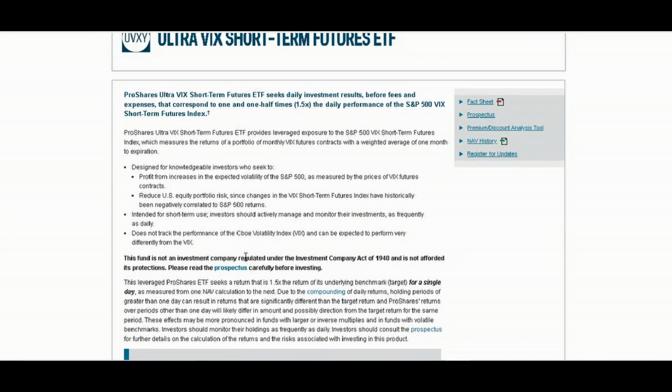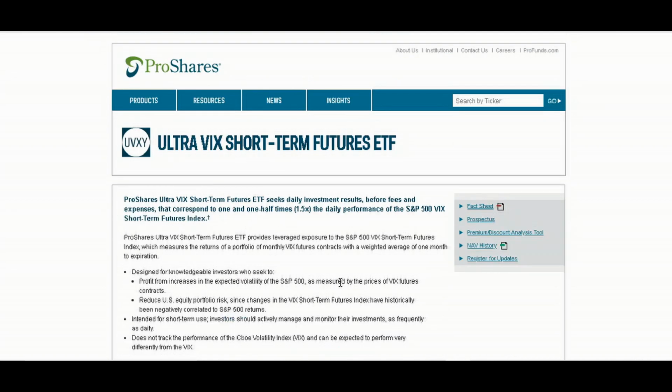It's going to be talking about the UVXY and what it offers. It's talking about profits from increases in the expected volatility of the S&P 500 by the prices of VIX futures contracts. So it has all the information that you need to know before investing. They have fact sheets, prospectus, premium discount, analyst tools, NAV history, and you can also register for updates. So go to this website and take a look if you're going to be trying to invest in anything like that. They have the products, resources, news, and insights right here.